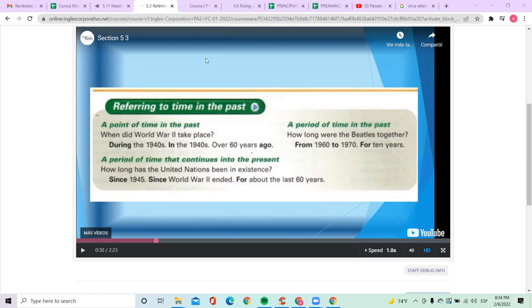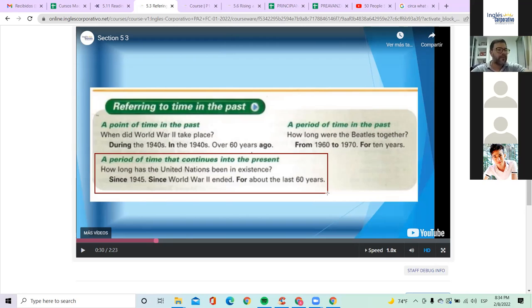What about a period of time into the present? Who wants to help me read this one? Can I? Go ahead. Okay, a period of time that continues into the present. How long has the United Nations been in existence? Since 1945, since World War II ended, for about the last 60 years. Thank you so much, Roxana. That's right. So when we have a period of time that continues until today, we just have a starting year, right? Or a starting period.